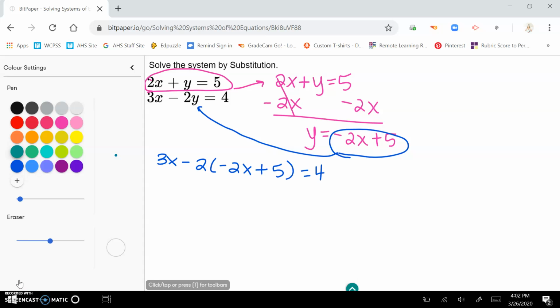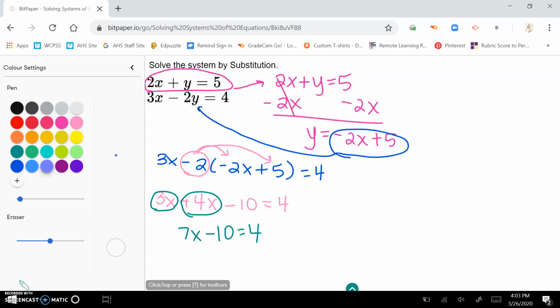Once you've plugged in, then you can distribute. The thing you want to make sure here is that 2 is negative. So you're going to distribute a negative 2. And so when you do that, you get plus 4x minus 10. Then you combine your like terms. So 3x plus 4x makes 7x.